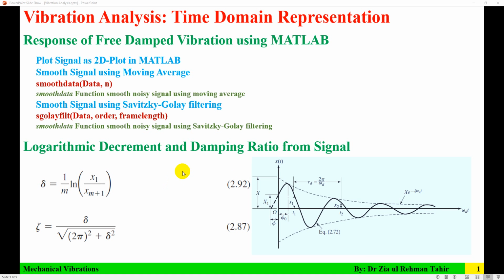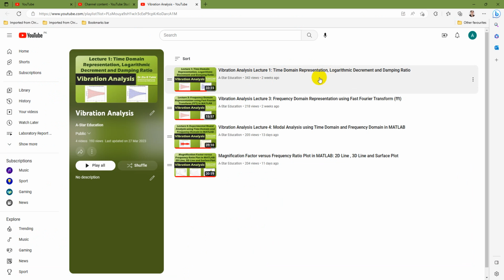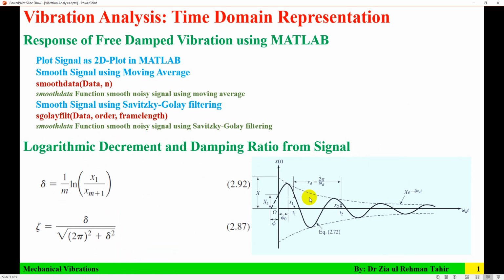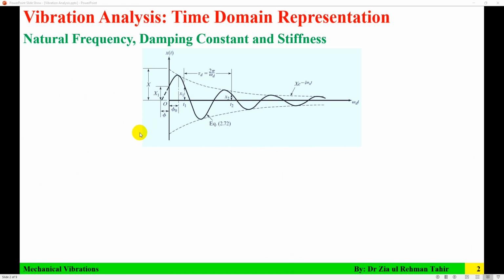In this video I'll use delta and zeta calculated in the previous video, and then tau d from the time domain. So I am going to use that zeta and period of oscillation from the previous video. The first step, to calculate natural frequency, is that the damped natural frequency is required. So how to calculate that damped natural frequency?